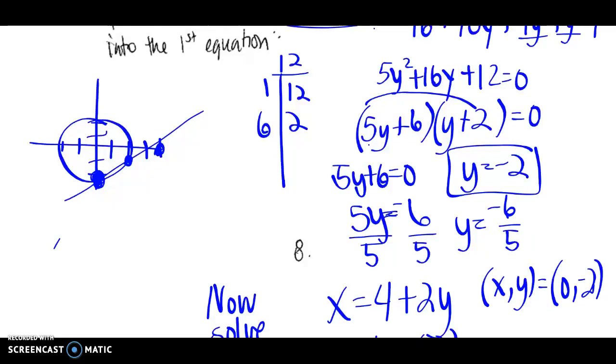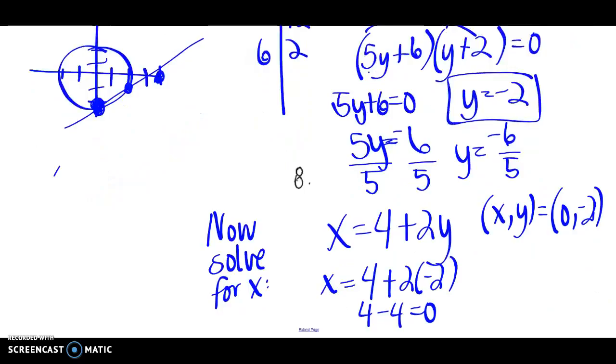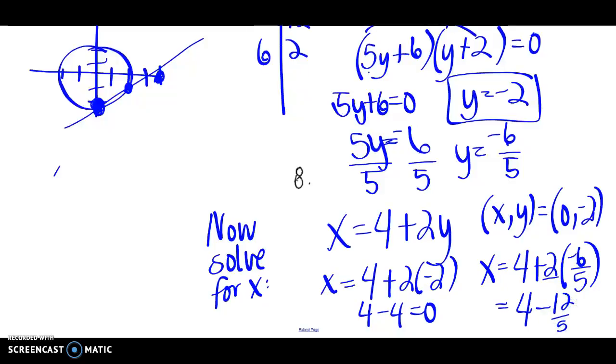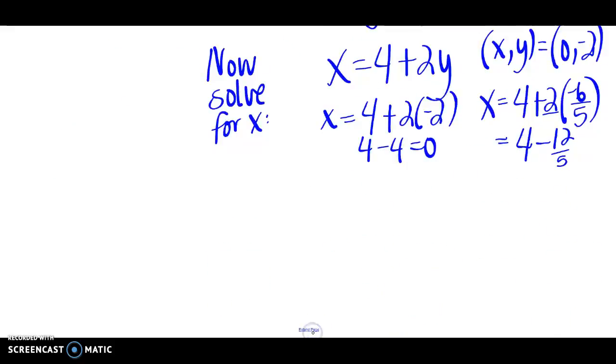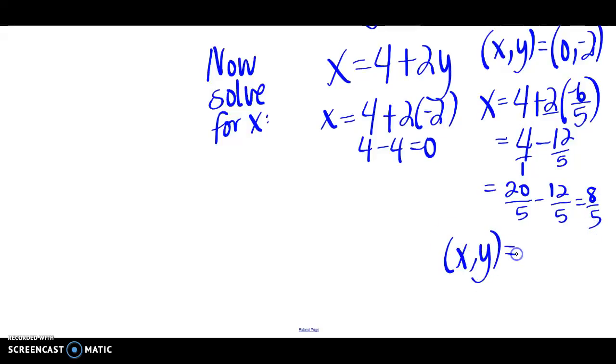And then the other x coordinate is when y is equal to negative 6/5. And that's going to be a fraction. You can put it in your calculator if you want. This would be minus 12 fifths. What's the common denominator? 5. So multiply by 5. You get 20 over 5 minus 12 over 5, which is 8 over 5. So the other ordered pair where they intersect would be: the x coordinate is 8 fifths, because we were just solving for x, and the y coordinate is negative 6 fifths.